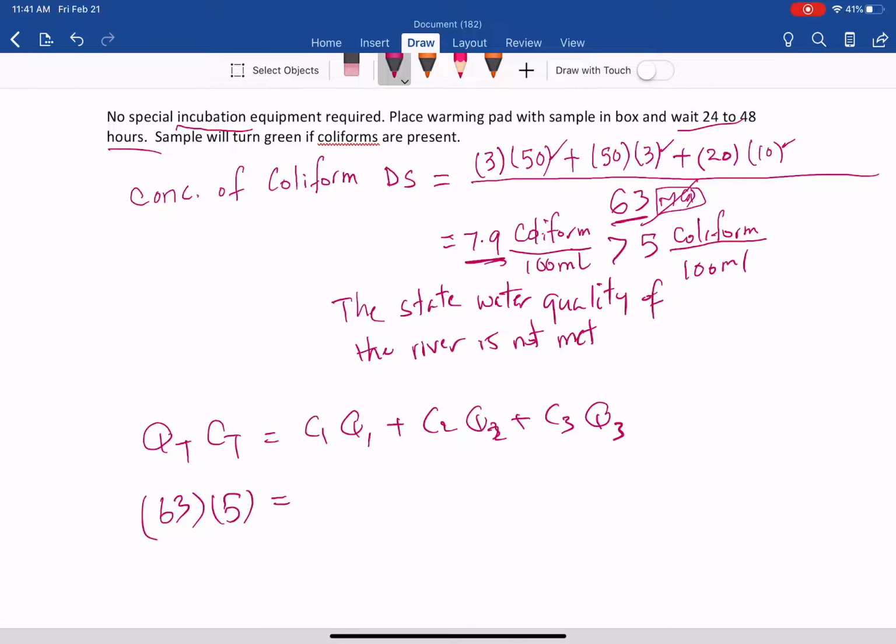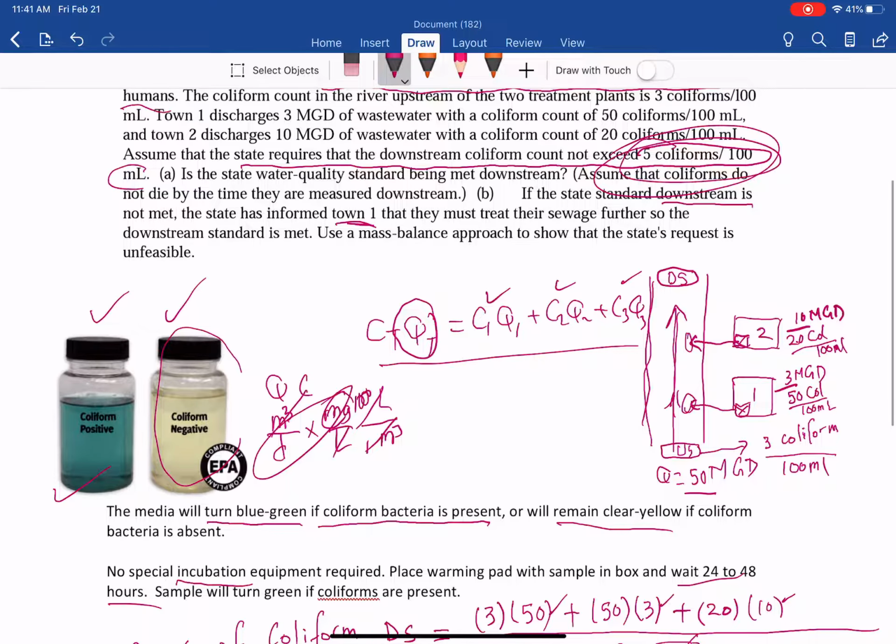Now, which one do we want to change? The state said they want to change Town 1, so we want to make sure Town 1 gets further treatment. Is Town 1 only good to be treated by itself? Let's find out: in order to meet the standard, what will be the concentration of coliform of Town 1 in order to get only 5, to make it legal for both towns to dispose their wastewater after treatment?